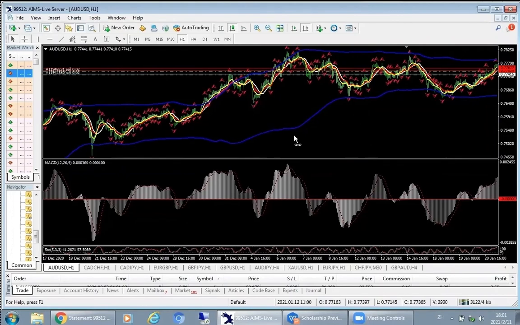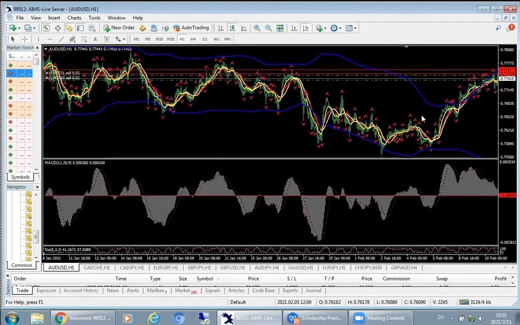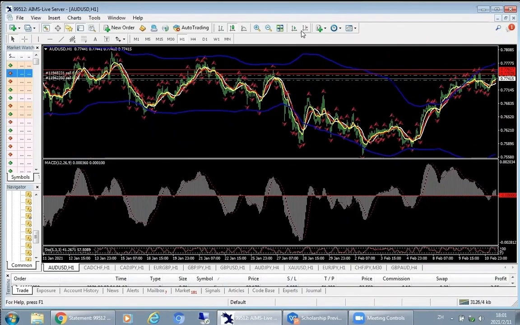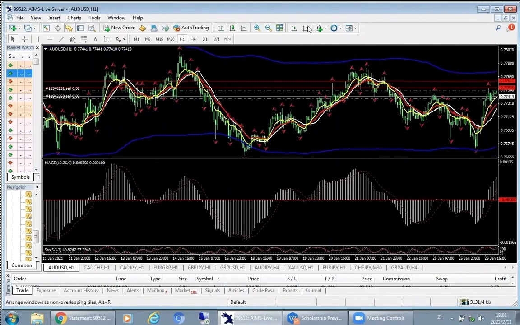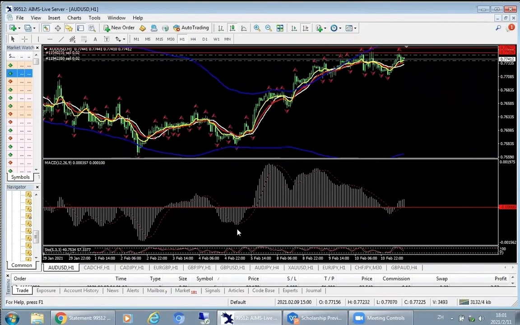Let's talk about this particular pair right now, Aussie USD. There has been selling for this pair, and the best part is that it only sells when it hits the top zone. It only sells when there is a crossover from the MACD. So all these are the selling positions here.